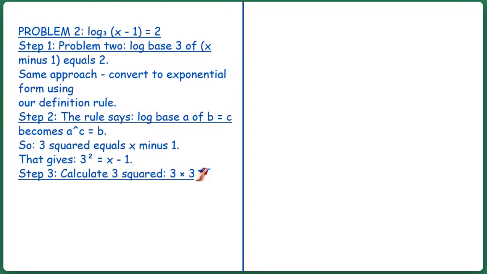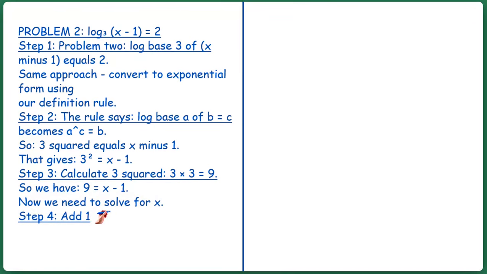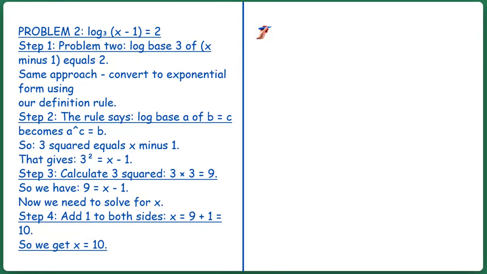Now calculate 3 squared. 3 times 3 equals 9. So we have 9 equals x minus 1. Now we need to solve for x. Step 4. Add 1 to both sides. X equals 9 plus 1 equals 10. So we get x equals 10.